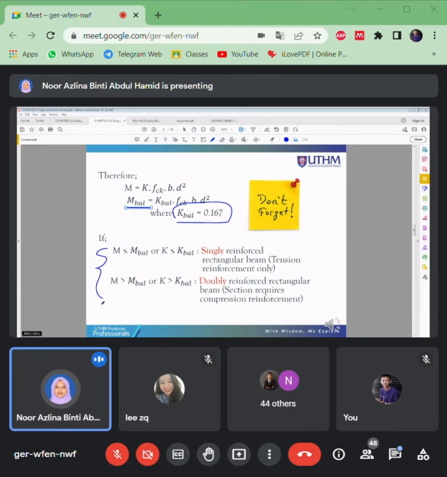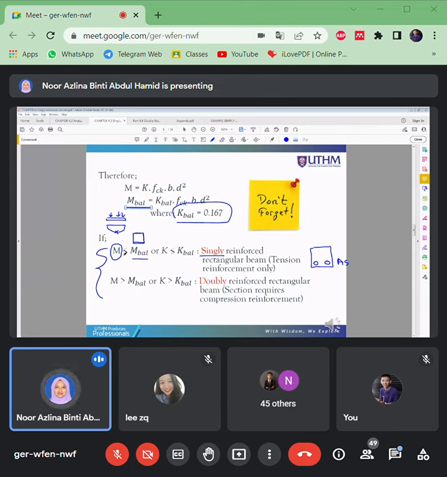You have to do this comparison. You have to check this comparison, which is the moment from the applications, from the loads that apply on the beam, compared with the moment balance, with the beam section, beam size that you propose. Okay, if moment resistance is less than or equal to moment balance, so that means you can design just a singly reinforced beam that provides tension reinforcement only.